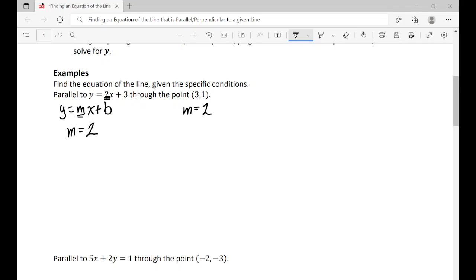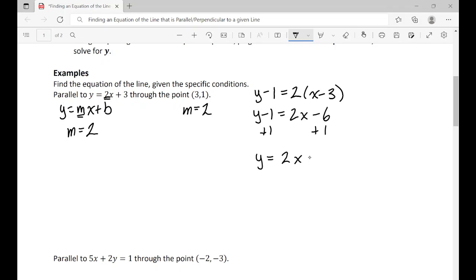Now we're going to plug it into our point-slope formula using (3, 1) and 2, and we're going to get y minus 1 equals 2 times (x minus 3). Now we're going to distribute the 2 across. y minus 1 equals 2x minus 6. And then to get y by itself, we're going to add 1 to both sides, and we're going to get y equals 2x minus 5. And this linear equation is parallel to our original linear equation and goes through the point (3, 1).